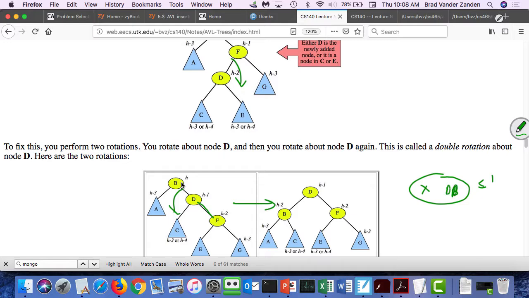And that's why we don't have to look any further in the case of an insert. As soon as we've done a single or double rotate, we're done. Now, that's not going to be the case with delete, but it is the case with insert.